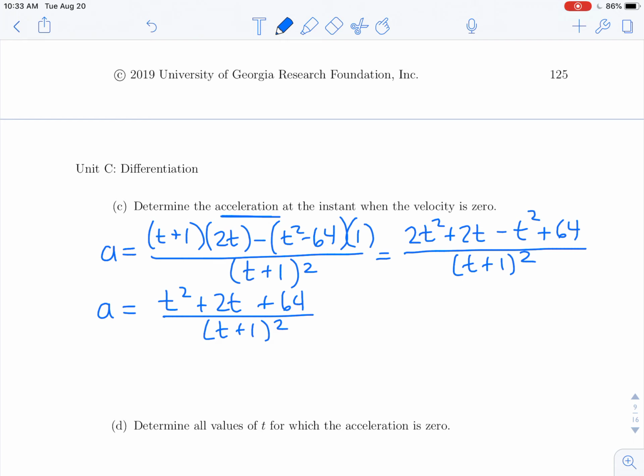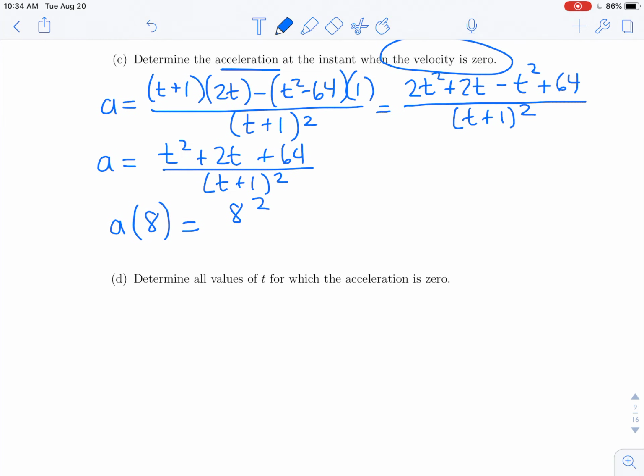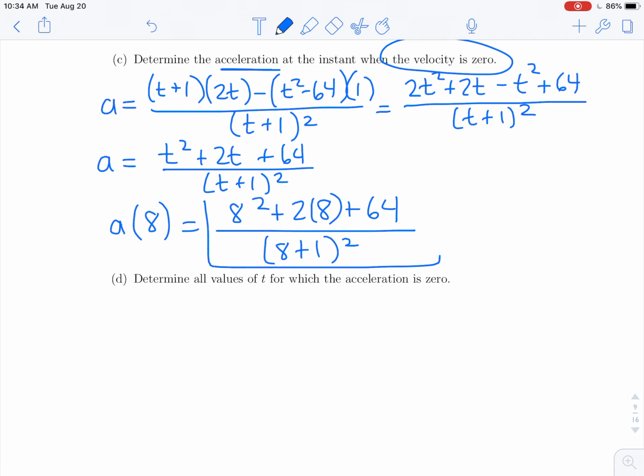And we want the acceleration when the velocity is 0, and we already figured out that happens at t equals 8. So we want the acceleration at time 8, which is 8 squared plus 2 times 8 plus 64 all over 8 plus 1 quantity squared. And I would just leave it like that. There's no real benefit to trying to simplify what you've got there.